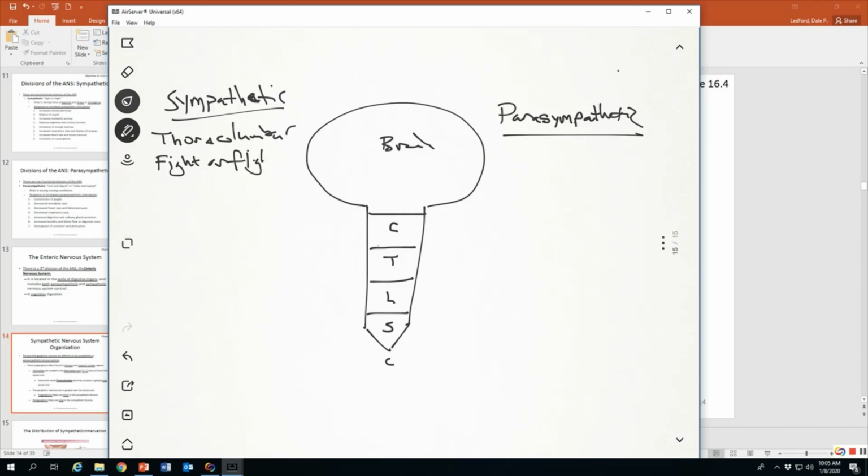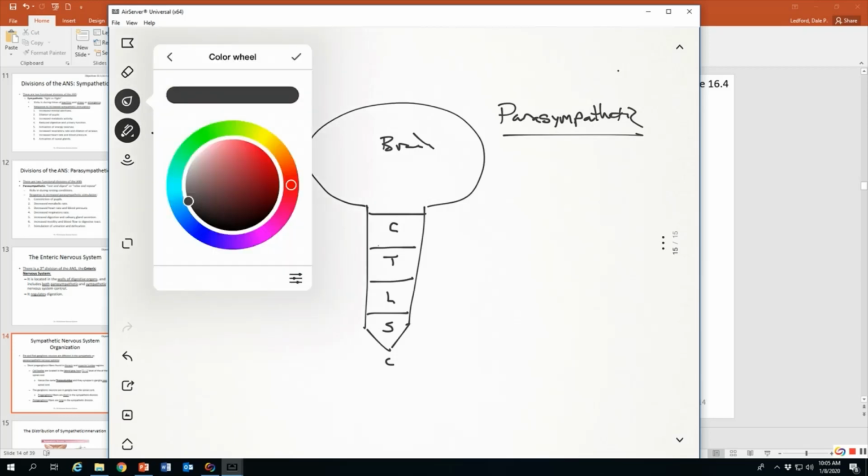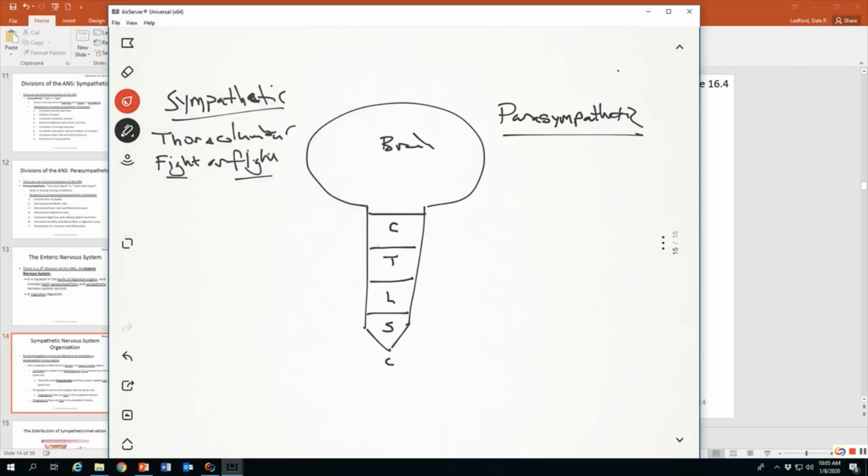thoracolumbar. What's another name besides thoracolumbar that we should know? We should also know that it is fight or flight. You either are going to stand and fight or run away when you're faced with danger. Now, it's called thoracolumbar. Why? The preganglionic neurons, let's use red, come from the thoracic region and lumbar region of the spinal cord here. So these will be the preganglionic neurons, and they will leave thoracic or lumbar.